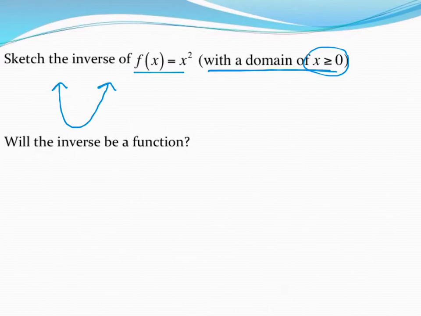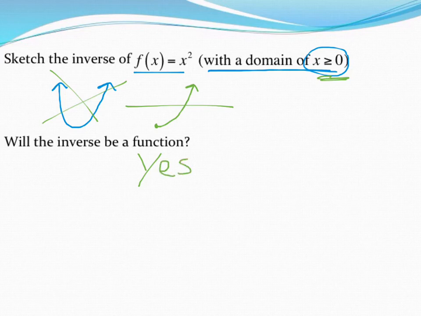So in other words, instead of looking at the entire thing, let's just look at half of the parabola. So we can kind of put a point right there where the vertex would be. We're just looking at that graph. Well, by adding this extra piece on about the domain, I can see that now it does pass the horizontal line test. So yes, the inverse of this would be a function as long as I'm using this as my domain where x is greater than or equal to 0.